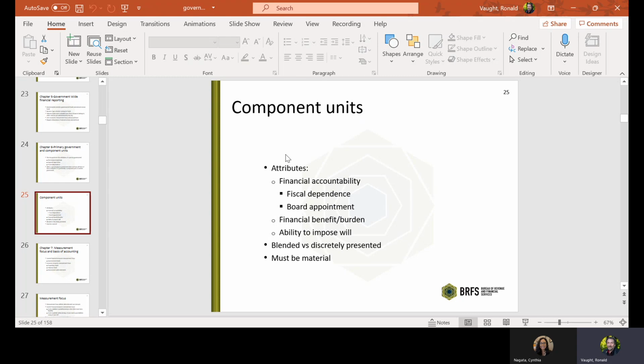Blended versus discretely presented. For us, FPD&R is also a component unit. They're a separate government, and they are blended because they exist to serve no one but us. But since they're a trust fund, they are often a trust fund.